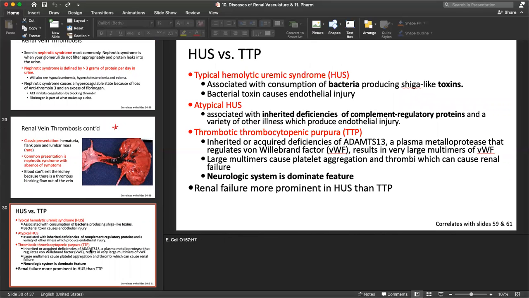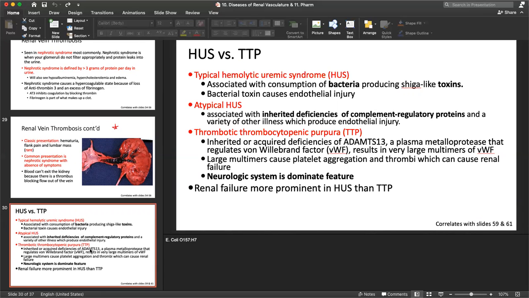Okay, HUS versus TTP. You've had these in hematology, but now we're talking about them a little bit in renal. HUS is associated with bacteria like Shiga-like toxins, so our E. coli O157:H7. That toxin is what causes the endothelial injury, and that's what it usually is with children. In adults, it could be a deficiency of complement.